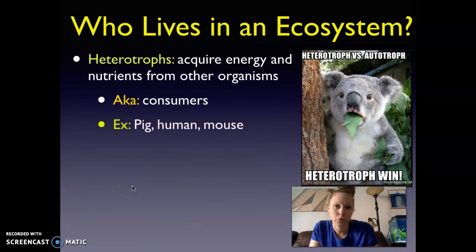And so heterotrophs, hetero meaning other, are the type of organism that acquires energy by eating another organism. So it would be like the bunny in our last slide. They're also known as consumers. Examples would be things like pigs, humans, mice, you, me, we're all heterotrophs. Even vegetarians are heterotrophs because they eat plants. Here we have a koala that is eating a plant, and the koala is a heterotroph where the plant is the producer.